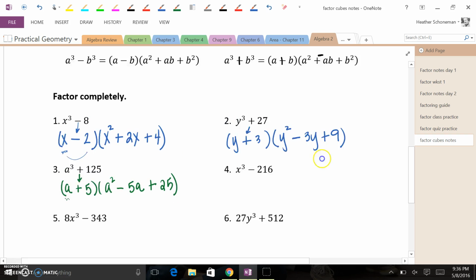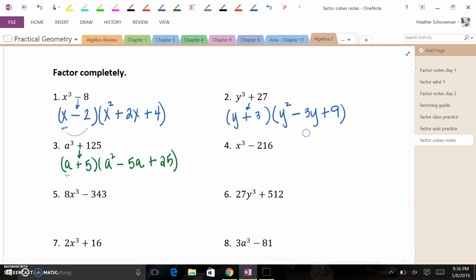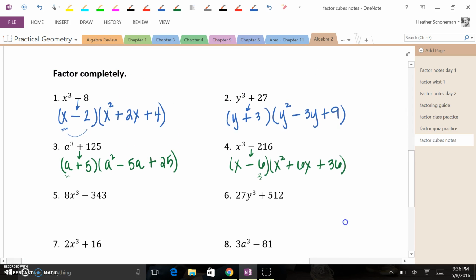Alright, let's do that again. Look, 216. It's right here on the list, so I know I can take the cube root of it. The cube root of x cubed is x. The first sign always matches, it's a minus. The cube root of 216 we just saw was a 6. I want to square the first term, and we get x squared. Change the sign so it's the opposite, it becomes plus. Multiply the two things together. The last sign is always plus, and you're going to square this last number. 6 squared is 36.